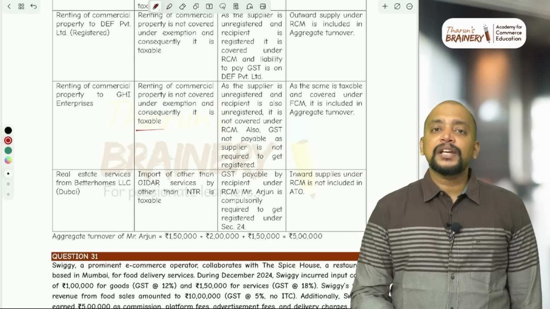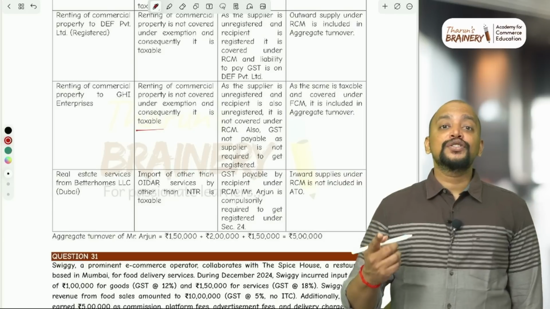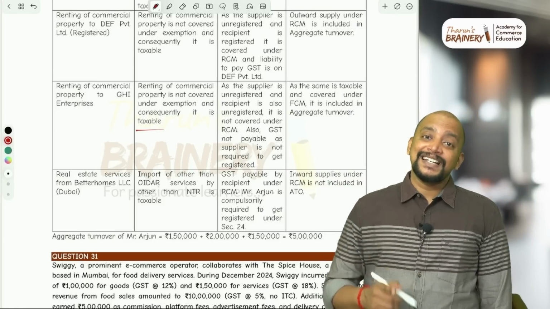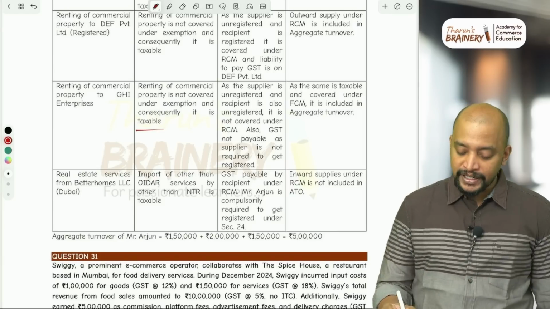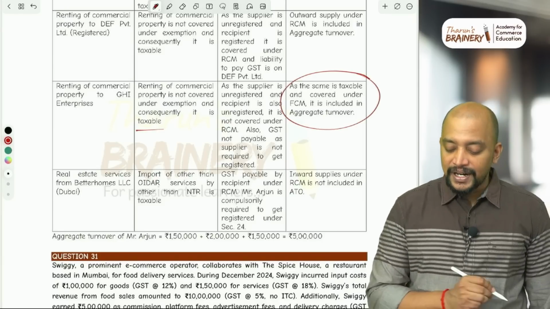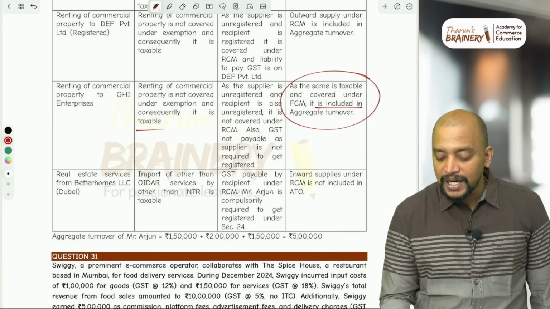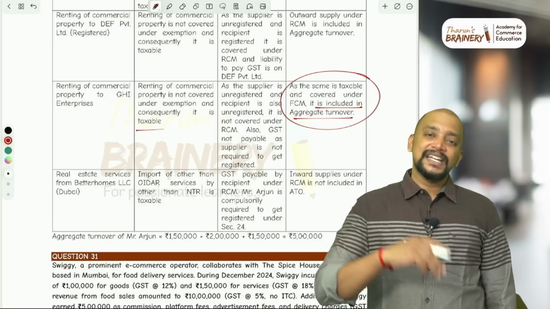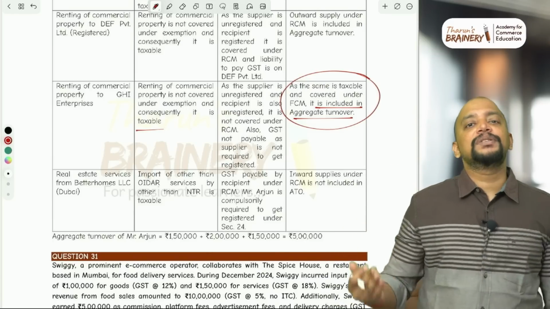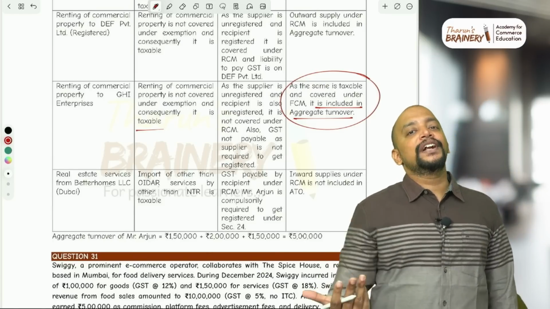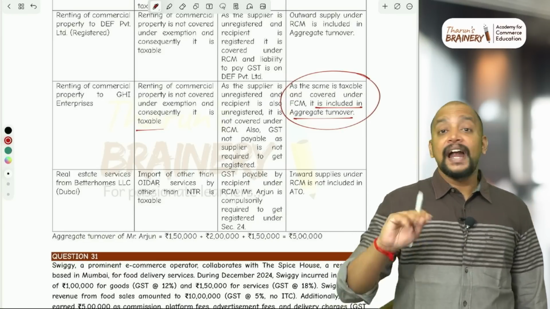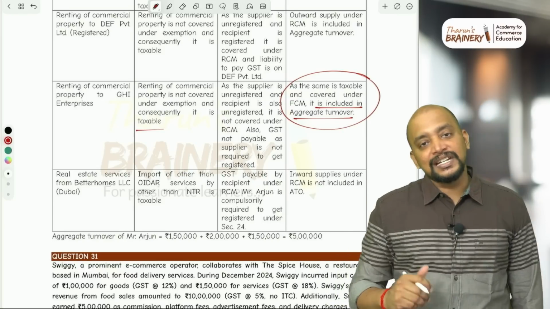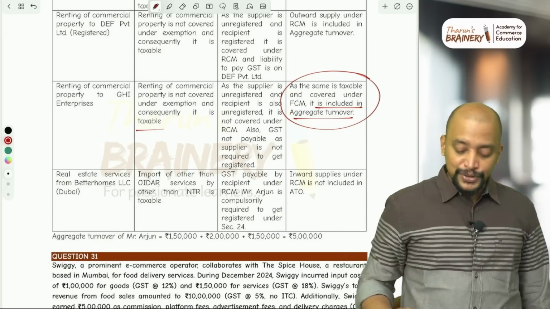But will it be included in aggregate turnover? Yes. Even though they are not paying GST, it is a taxable turnover. It's a taxable supply. Okay, that's a very, very important point. As the same is taxable and covered under FCM, it is included in the aggregate turnover. See, GST not payable does not mean we don't have to include it in aggregate turnover. It has to be included in the aggregate turnover, and had they been registered, they would pay GST. So due to that reason, that's a crucial point.